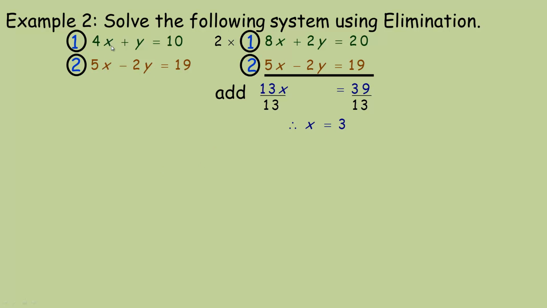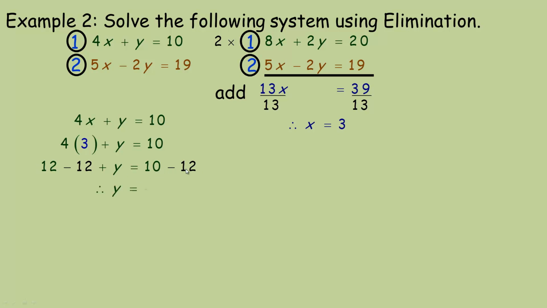So now let's take our 3 and either put it in place of x here or here. It doesn't really matter which one. I'm going to use the first equation, the 4x plus y equals 10 one. So I'm going to put 3 right here. And 4 times 3 is 12. So in order to get rid of that 12 that's added to the y, I'm going to subtract 12 from both sides. That adds to 0, so I just get y on the left, and 10 minus 12 is negative 2. So negative 2 is my solution for y. X is 3, y is negative 2.